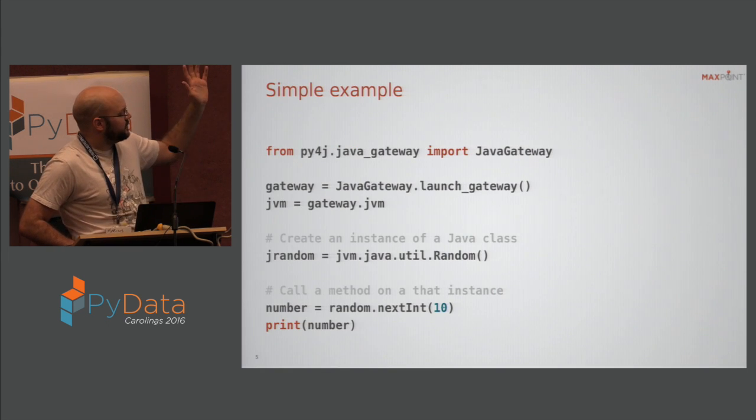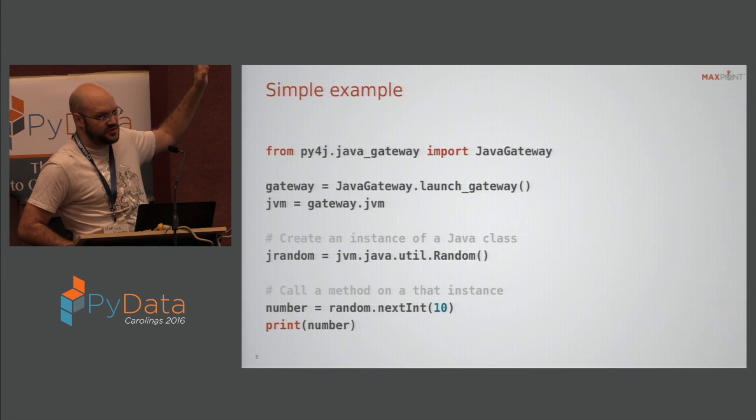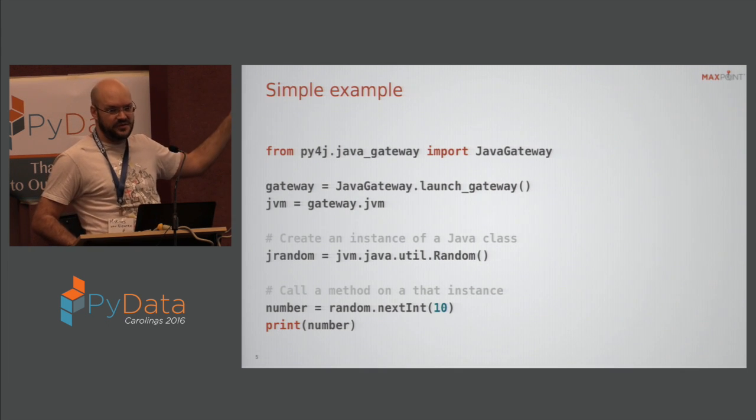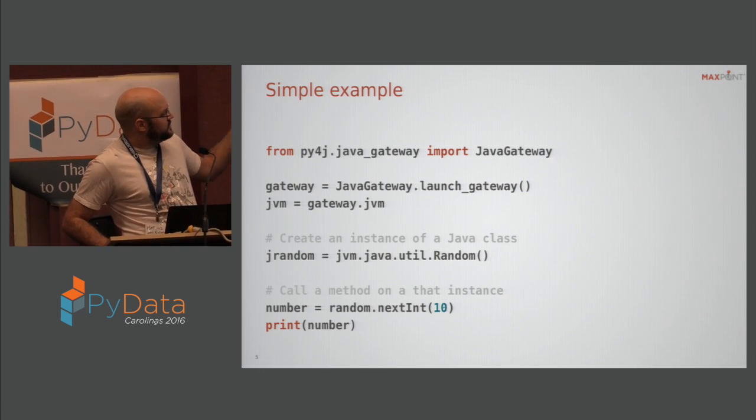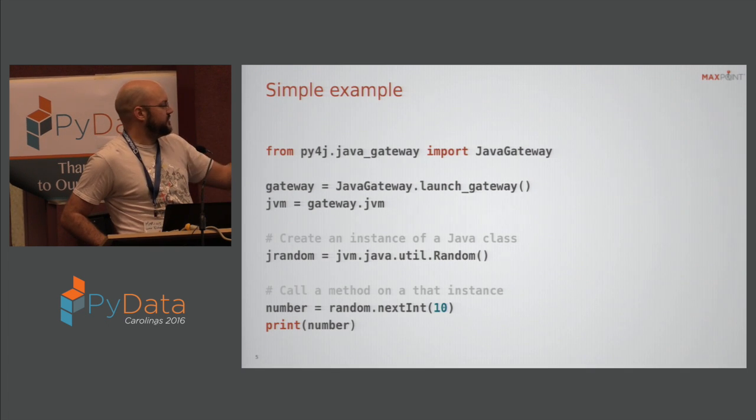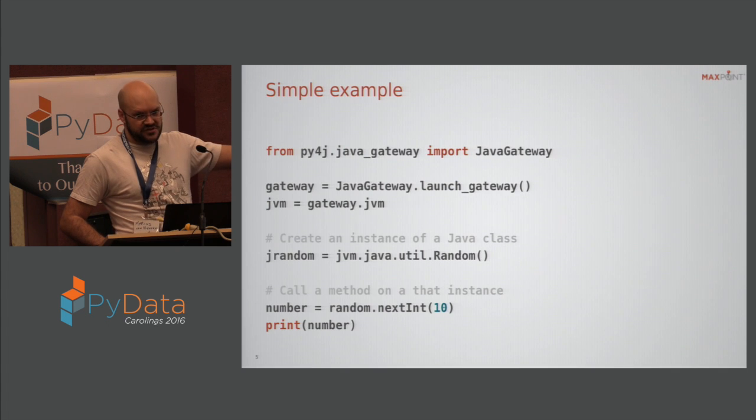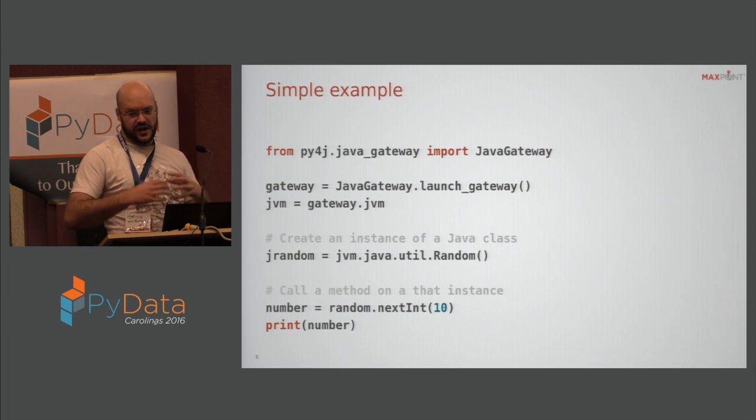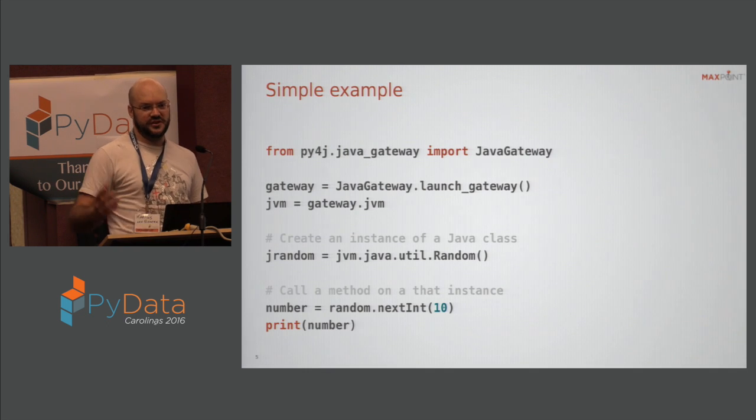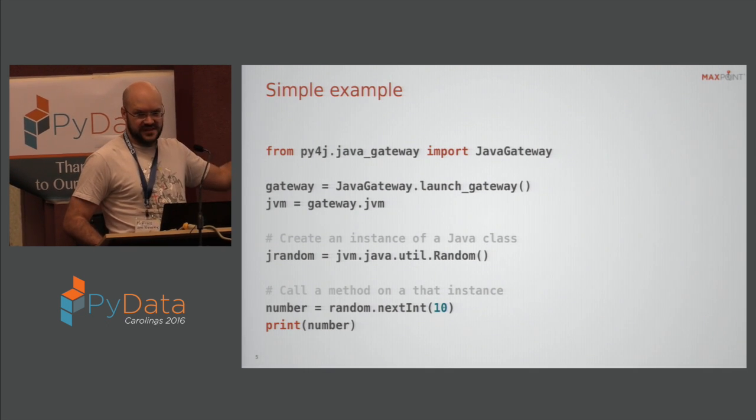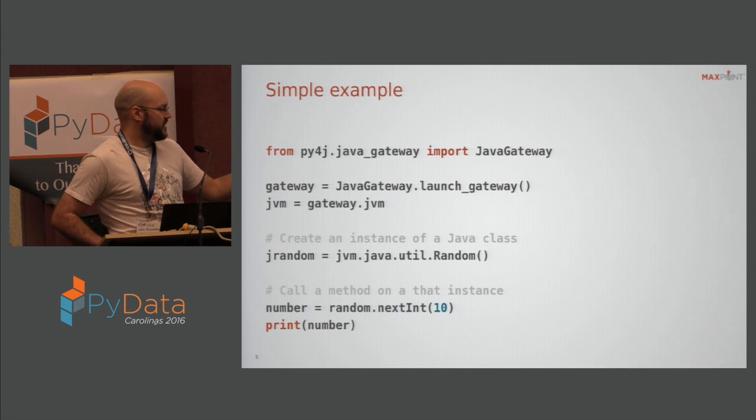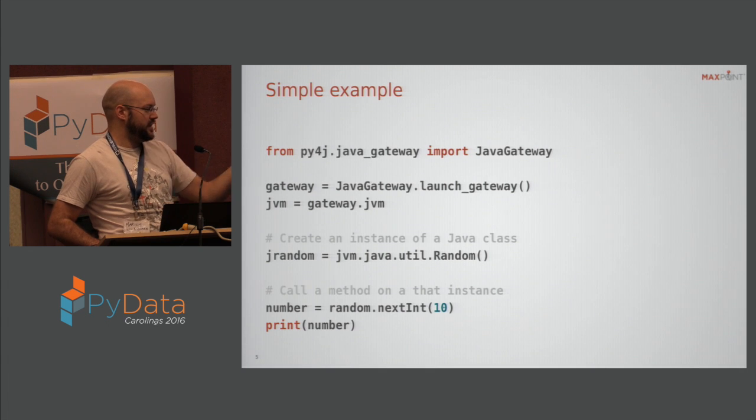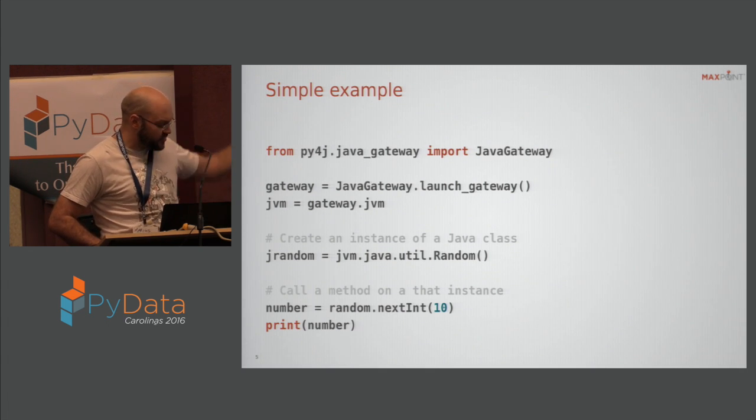A simple example of how you would do this: if you have Py4j installed and a JVM installed, which are obviously required, you can import a Java gateway and start a Java gateway. There's a whole bunch of additional parameters you can pass to set up how your Java class path works and things like that. That's an exercise to the reader. You can get a JVM handle, and I can just call java.util.Random, a Java class that gives me a random number generator, and I can call functions on this. This is all pure Python.